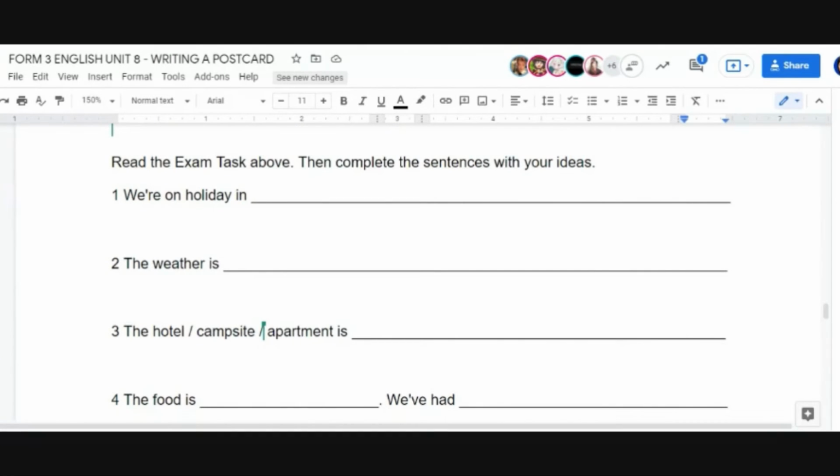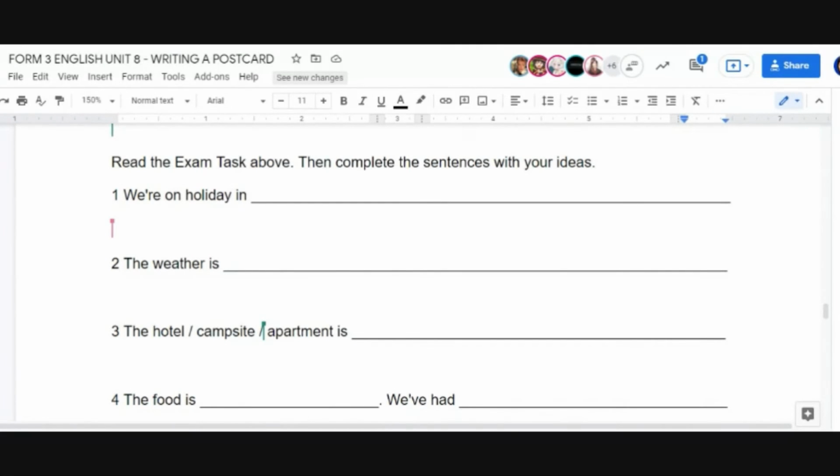Read the exam task above, then complete the sentences with your ideas. Number one, we're on holiday in, so you're supposed to write the place here. Okay, so in which country or in which state. Okay, we're on holiday in Malacca. Or you want to talk about some other countries. We're on holiday in Taiwan, for example. Since your friend is in England, you don't write England because there's no point sending him a postcard again in England, okay? So we're on holiday in Australia, maybe, okay?